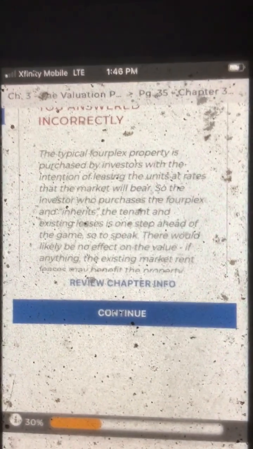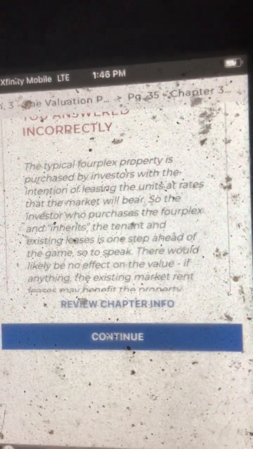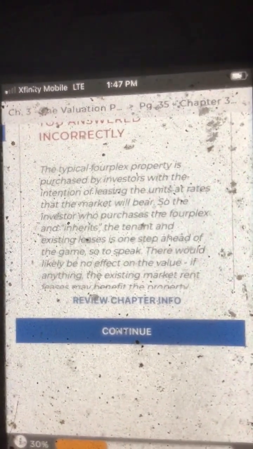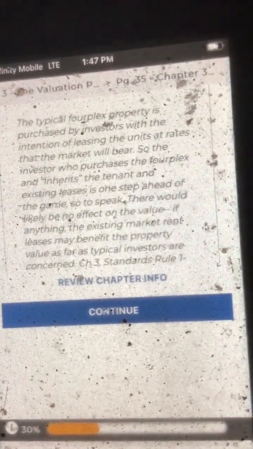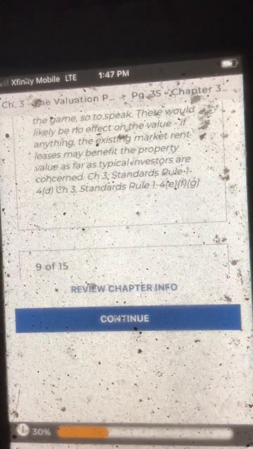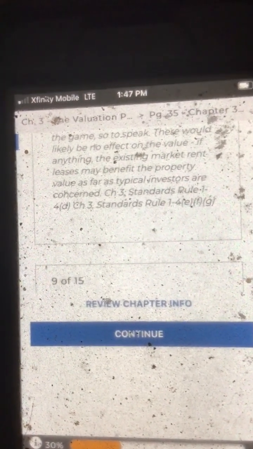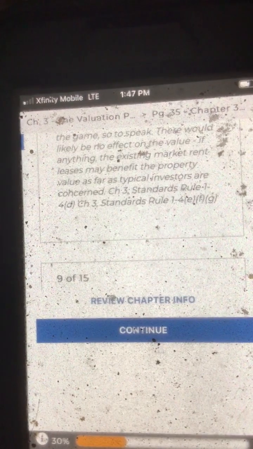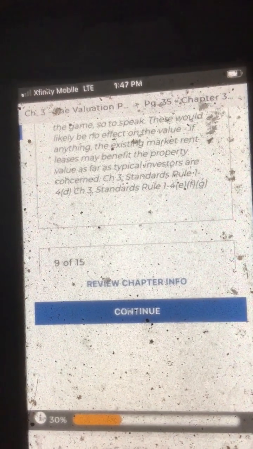The typical fourplex property is purchased by investors with the intention of leasing the units at rates that the market will bear. So the investor who purchased the fourplex and inherits the tenant and existing leases is one step ahead of the game, so to speak. There would likely be no effect on the value. If anything, the existing market rent leases may benefit the property value as far as typical investors are concerned. Chapter 3, Standards Rule 1-4D. Chapter 3, Standards Rule 1-4EFG.